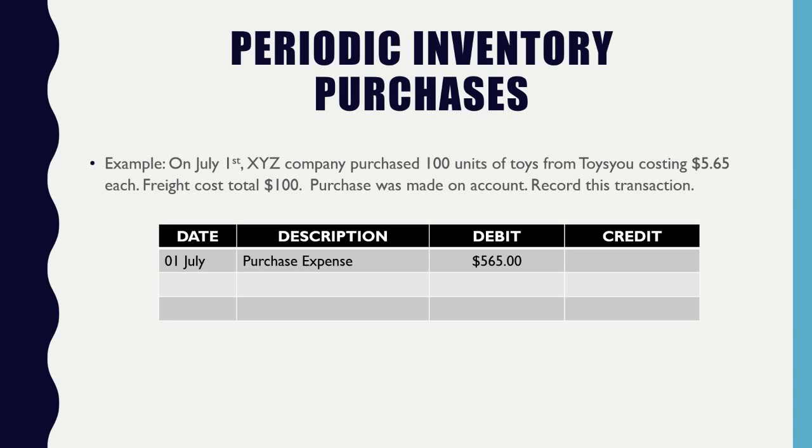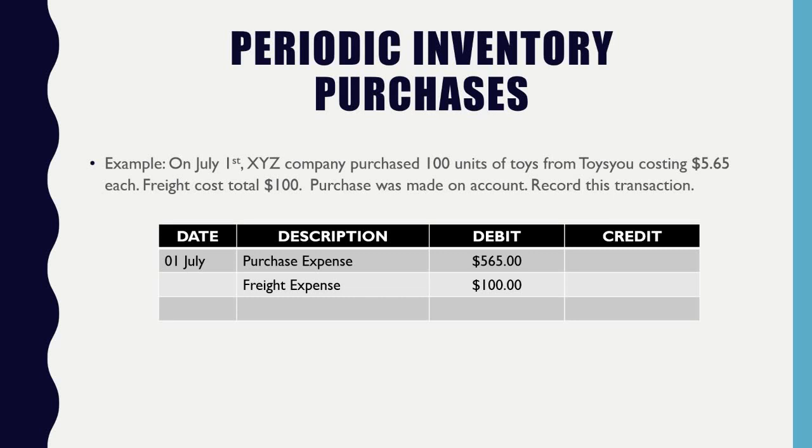So my purchase expense, like I've mentioned, I purchased 100 toys at $5.65. So therefore, you can't put 100 toys in your journal. You have to put the total value and the total cost. So in this case, 100 times $5.65 will give me $565. We're going to recognize your freight as a separate expense. Okay? So here's my freight expense, and because it says that it cost me $100, there you go. I put my freight as a separate line here, right?